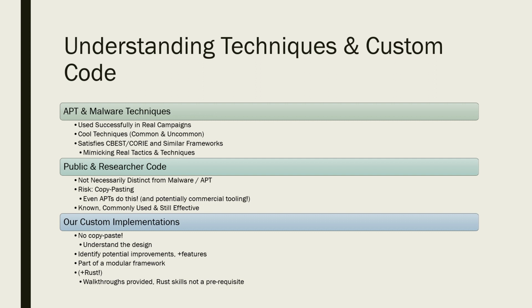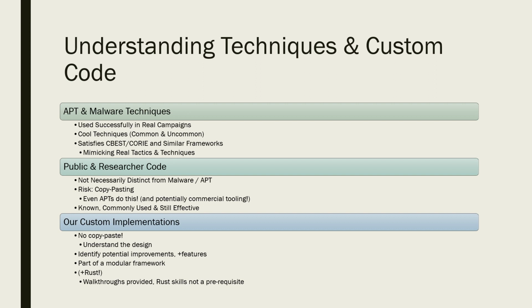Now, with our own implementations of these techniques, both public and APT malware, I have a kind of strict policy here that we're not going to be copy-pasting any implementations of the code we look at. We will understand the design, understand the purpose of it, and how it may do things, and we will also identify potential improvements, features, or risks of it, and we'll implement it ourselves.